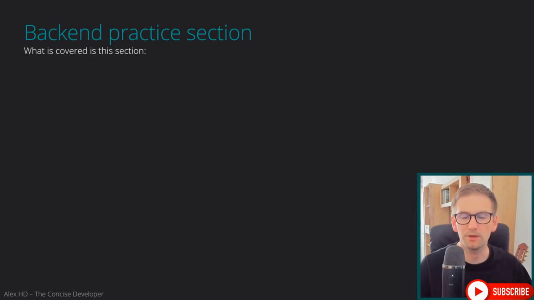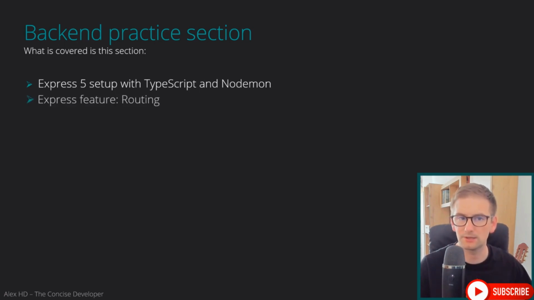If until now we worked on learning different features of TypeScript, it's the moment to put them into practice inside this section and in the next one. In this section we will build a very basic backend with Express. And what can we expect from this section? Well, we will use Express 5 and we will set it up with TypeScript and Nodemon. We will learn about two important features of Express, routing and middleware.